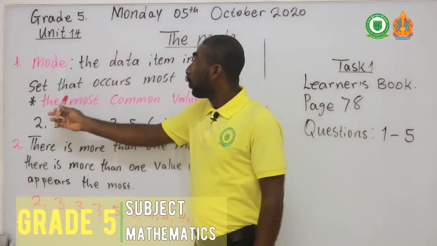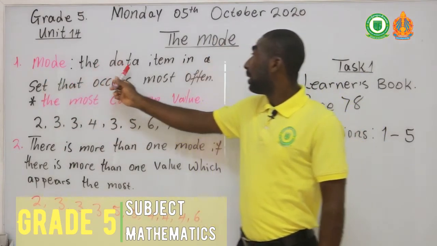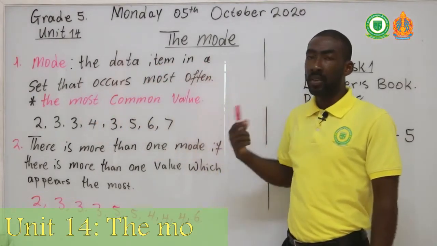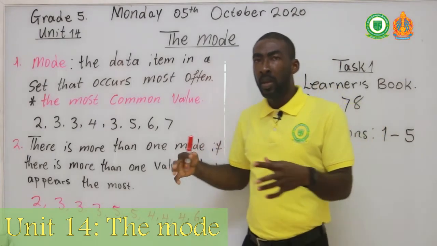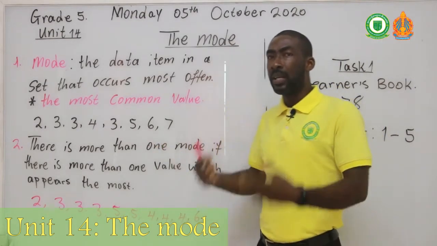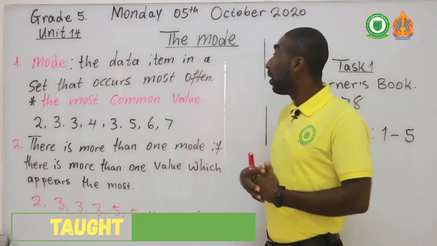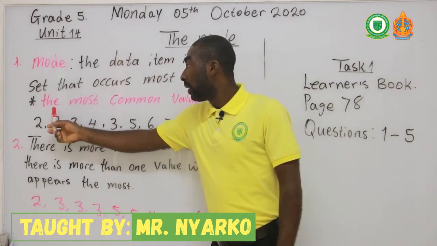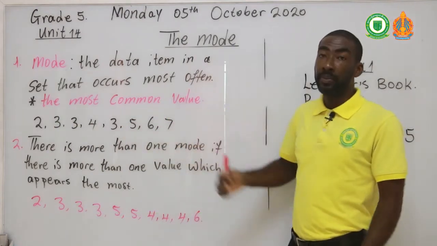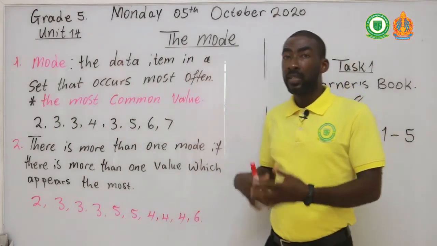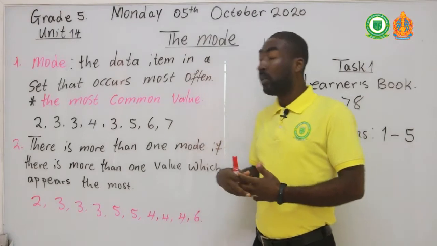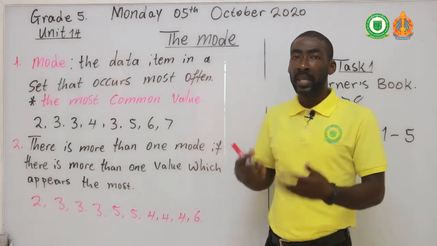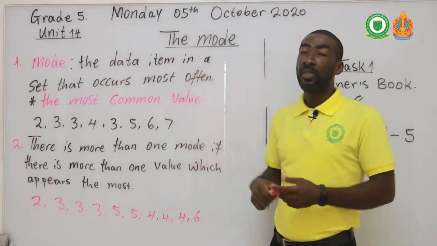So in our books we have that mode is the data item in a set that occurs most often, okay? So when you are dealing with a set of numbers or a set of items, the one that appears most is your mode. Again, you can say that mode is the most common value, okay? So among the values you are dealing with, the one that keeps appearing many times becomes your mode.